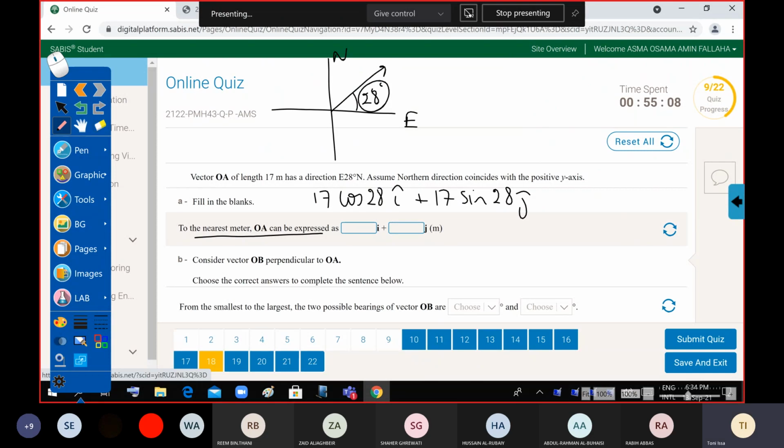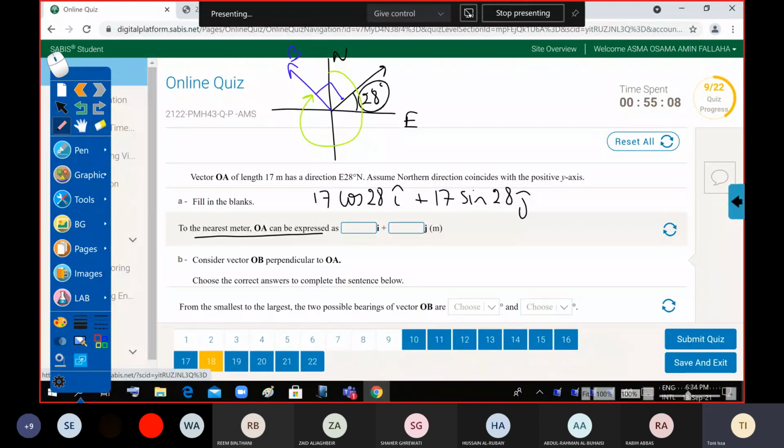Now they want you to consider vector OB perpendicular to OA. From the smallest to the largest, the two possible bearings of OB are what? They said perpendicular, but they did not choose the sense. So this can be B, making an angle 90 degrees in that sense, or the other side. I'm going to divide them into two parts. Let's try to find the bearing of this. To find the bearing, it should be from north clockwise. This is the bearing, so I need to find this whole angle.